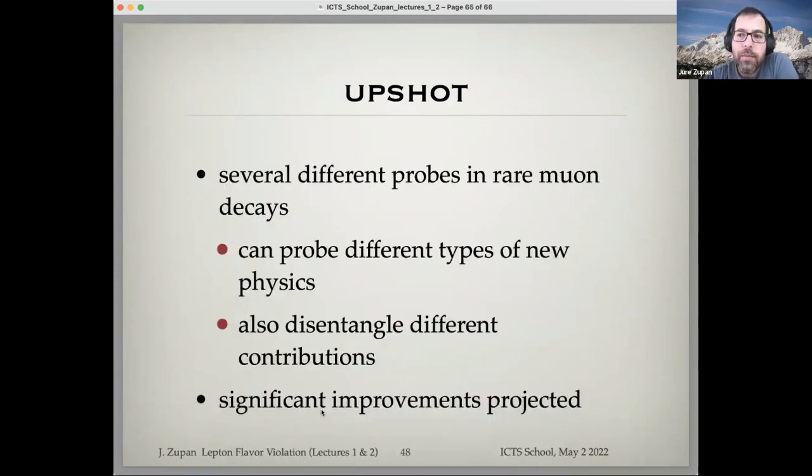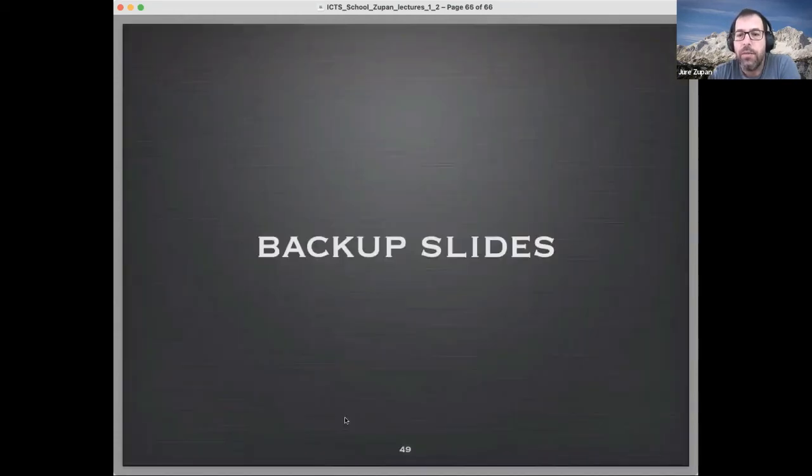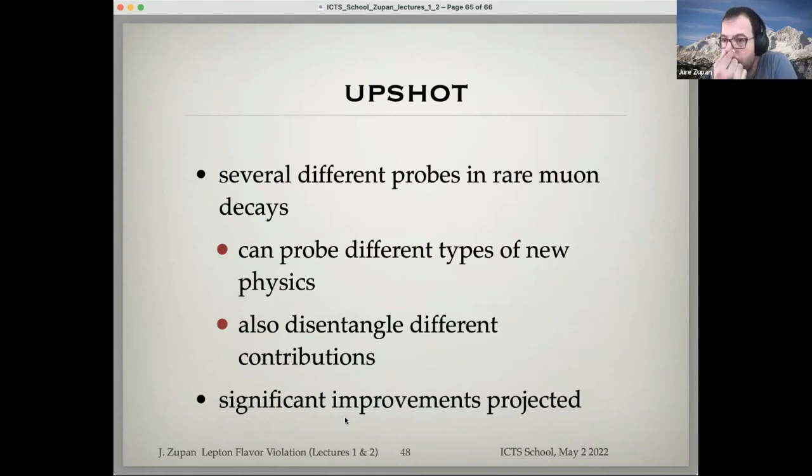All right, so I think I'm almost perfectly timed. That's the upshot of what we did today. There are several different probes in the radiative mu decays. We can probe different types of mu physics. I tried to impress this on you. Now you can do the opposite as well. If you find any physics in all three probes, you can disentangle at least partially what you're seeing. And there is really impressive experimental progress being projected there. All right, so let's stop here, and then tomorrow we continue with the tau decays and all the other probes.